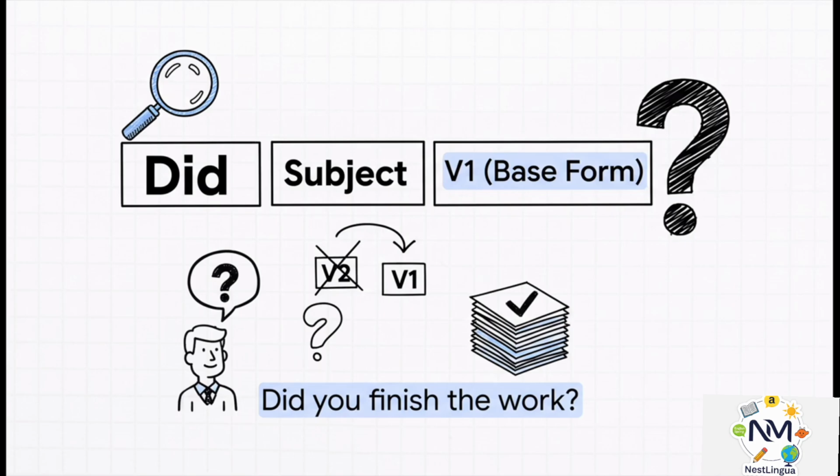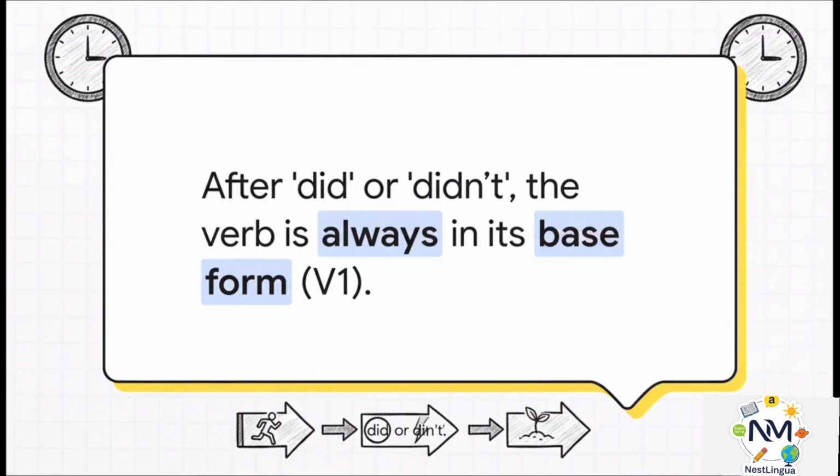See the pattern? Okay, so if you remember just one thing from our whole chat today, let it be this. This is the golden rule. The moment you use did or didn't, the main verb always goes back to its normal base form, the V1. Getting this right will save you from making the most common mistakes, I promise.